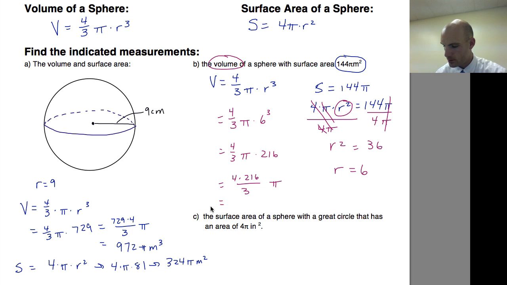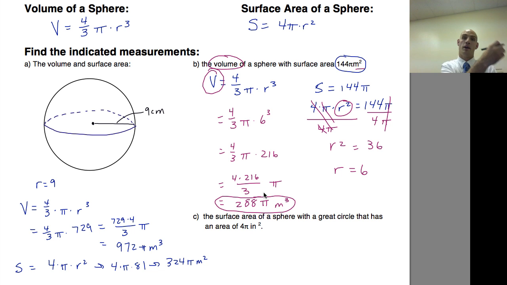And if I do 216 times 4 and divide by 3, I get 288 pi. Okay? So that's 288 pi, and it's meters, and volume is in cube units, so it's going to be meters cubed. Alright, so I used a formula to solve for a measurement and then plug that measurement back into a different formula. It's really just kind of a system here, guys.